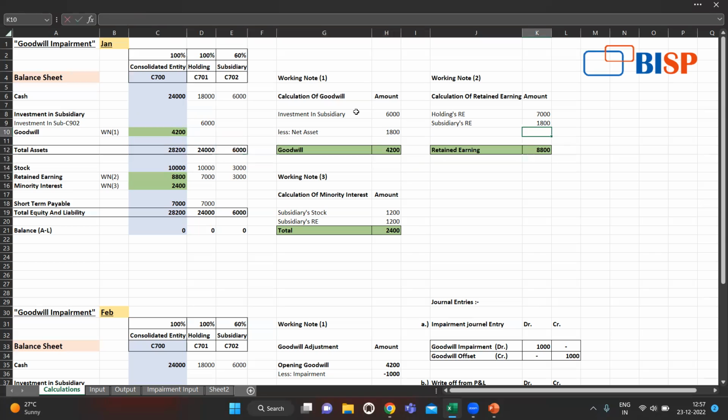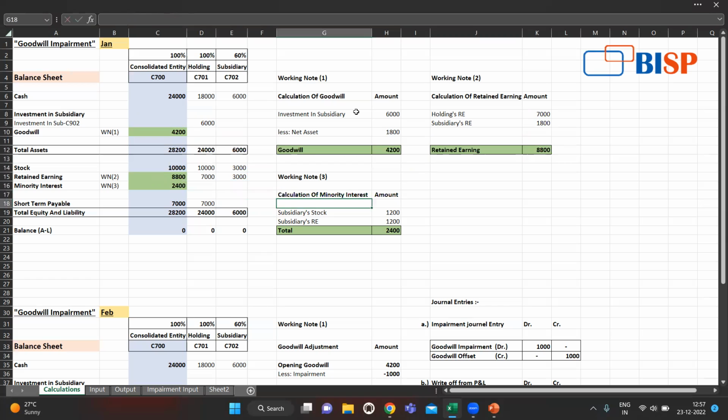And in working note 2, you have to calculate the retained earnings. We take the retained earnings of the holding, and we take the 60% of retained earnings of our subsidiary also. So it will come to 1,800 and sum up to 8,800 as the retained earnings, and it is coming, as you can see. So let's go to minority interest.